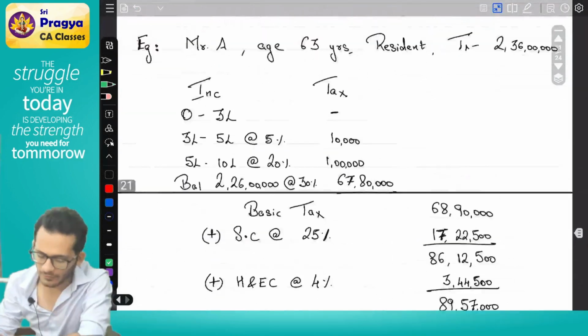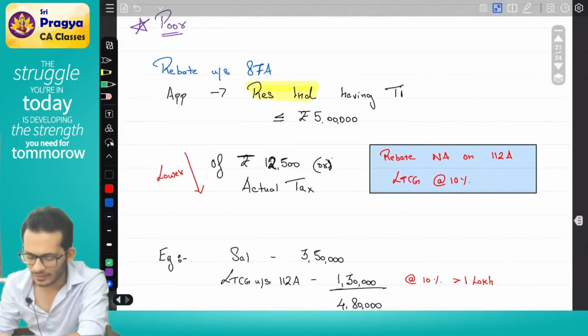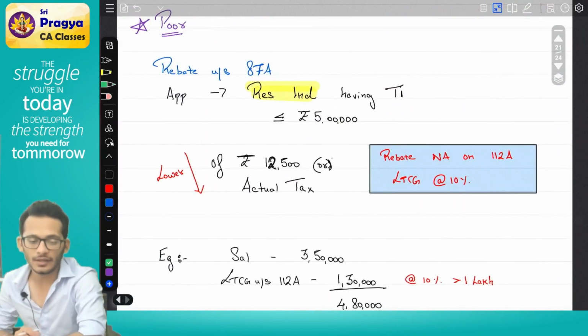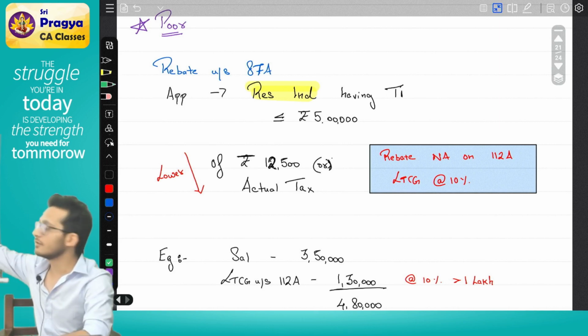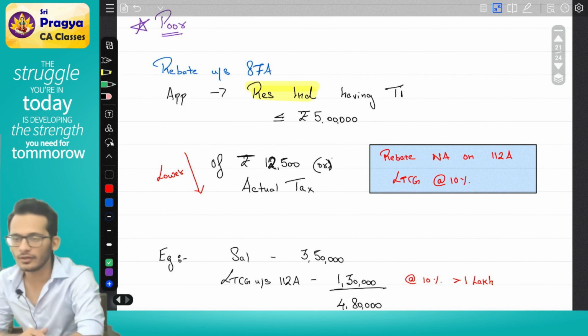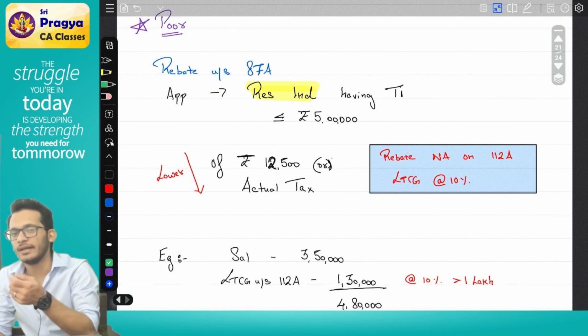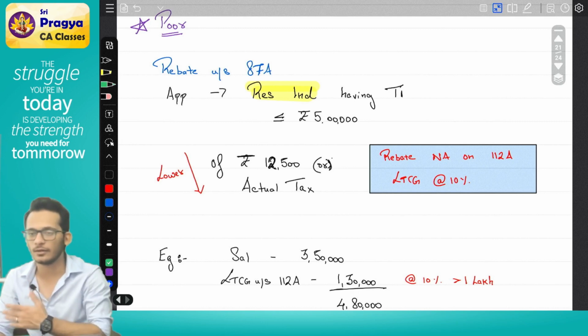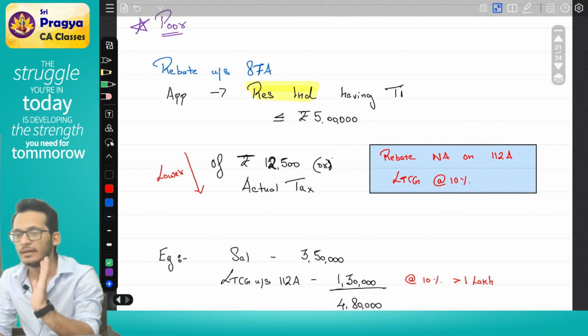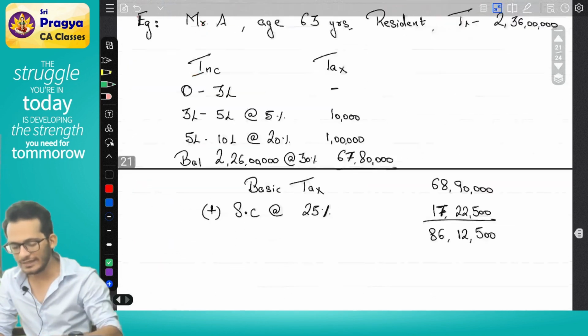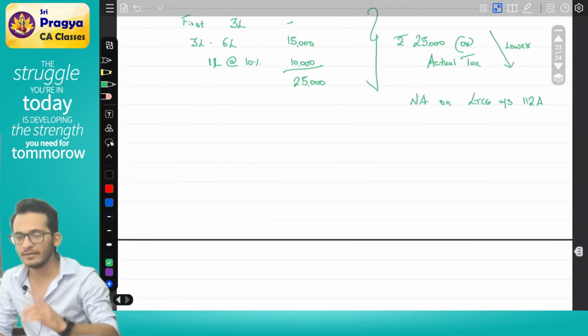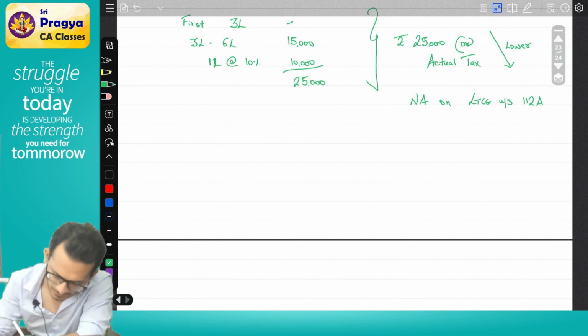But if you notice what has happened, how much is your income increased? 10 rupees. If your income is increased 10 rupees, you are losing the whole 12,500. So for earning extra 10 rupees, they're asking you to pay 12,500. Justified, not justified? Not justified. Therefore, they came and said, in new regime alone, I will introduce this new concept of marginal rebate.